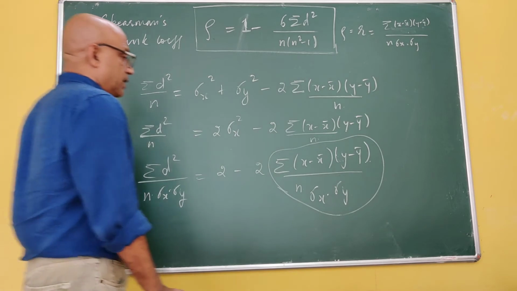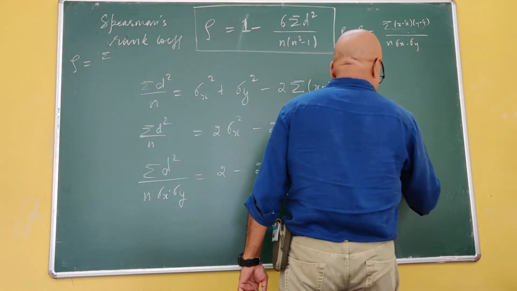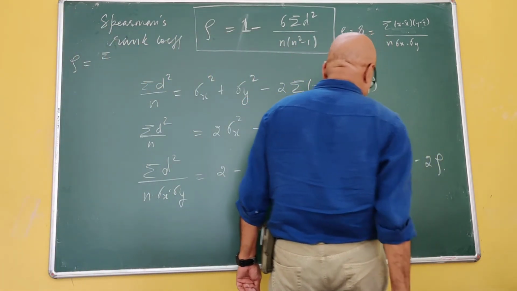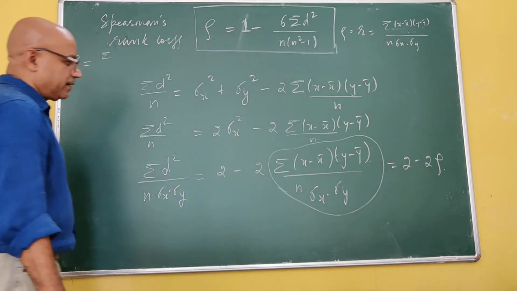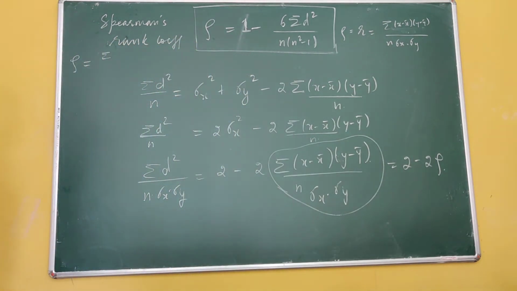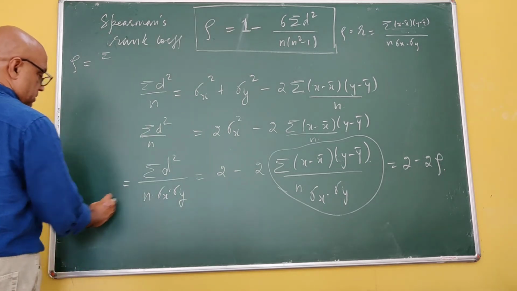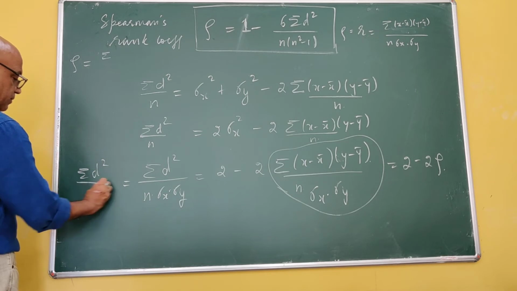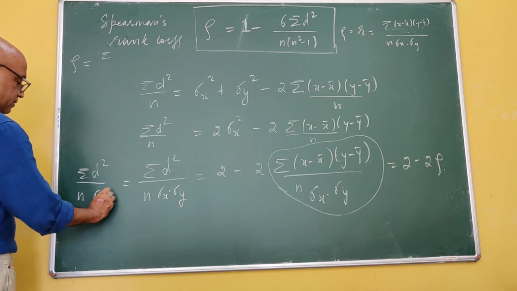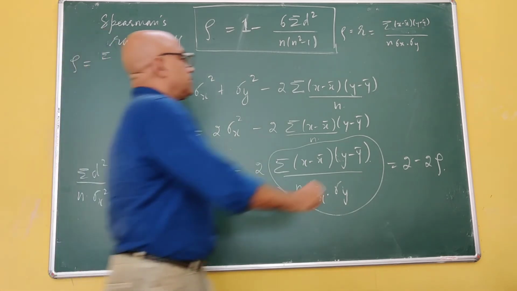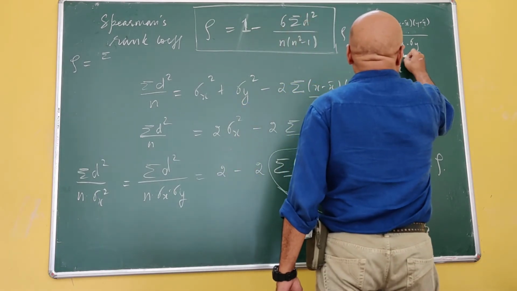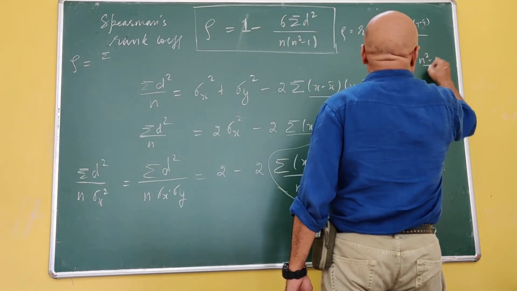Yeah. So that should be 2 minus 2 times rho. Is that right? That's right. And you know, this is the same as summation d square divided by n times sigma x square. But I told you sigma x square becomes n square minus 1 divided by 12.